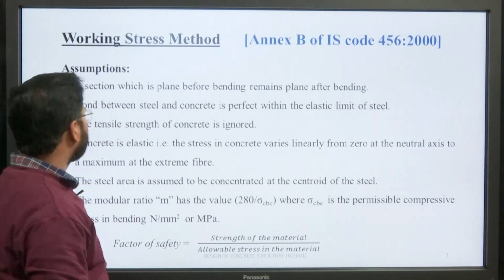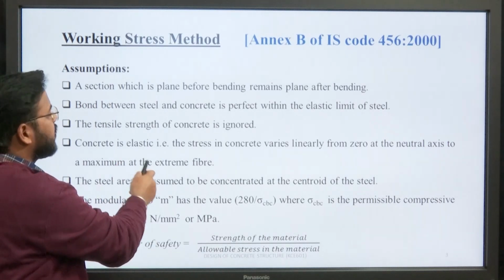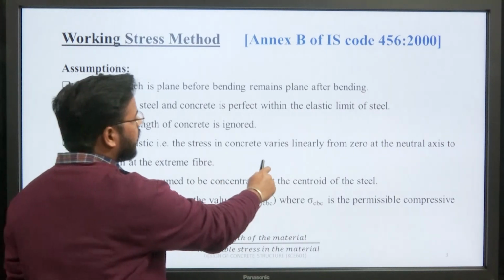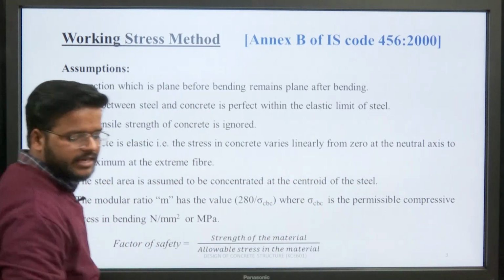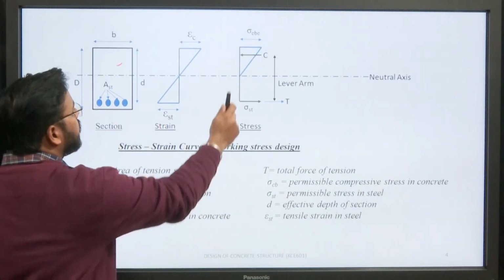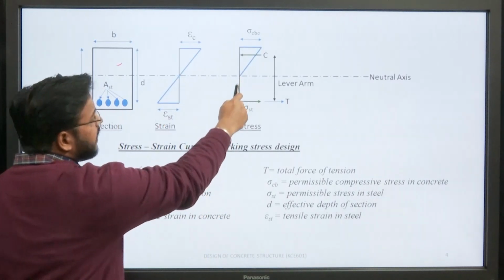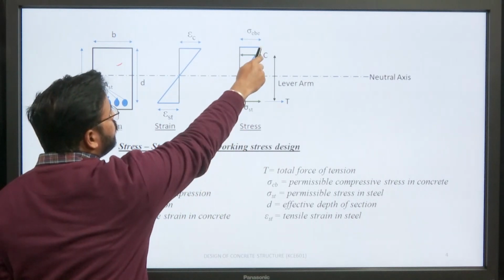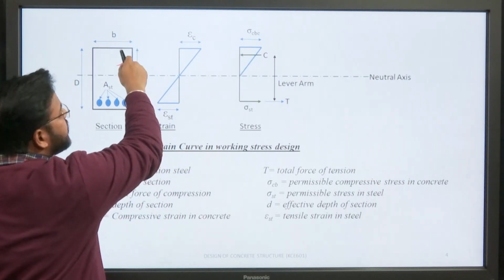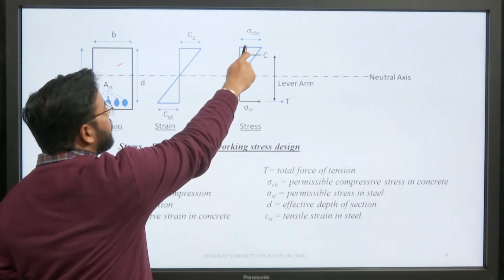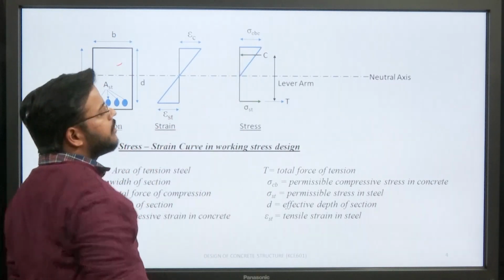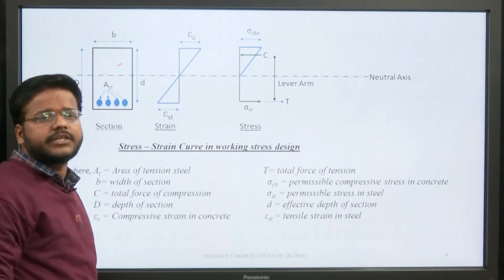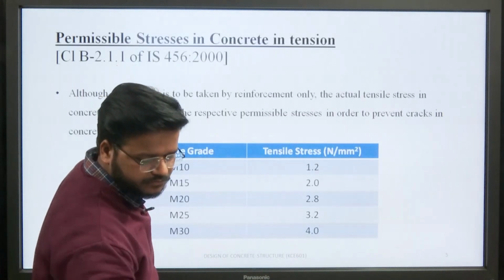The fourth most important assumption is that concrete is elastic, means the stress in concrete varies linearly from zero at the neutral axis to a maximum at the extreme fiber. You can see from this figure that the stress increases directly from the neutral axis to its maximum value as we go further to the extreme fiber. So at the extreme fiber the stress in concrete is equal to sigma CBC. What is sigma CBC? We will discuss it further.